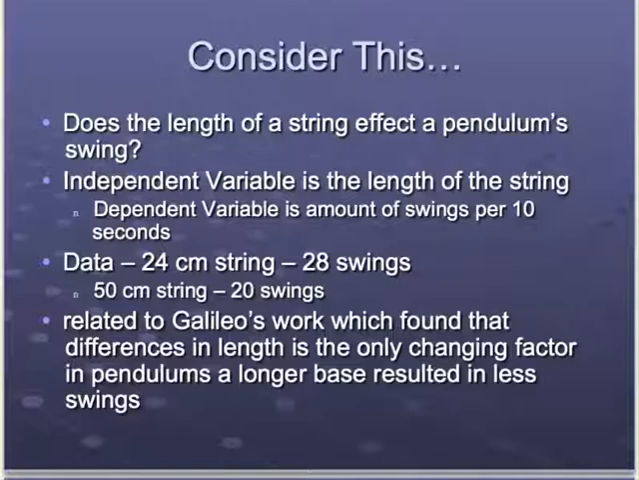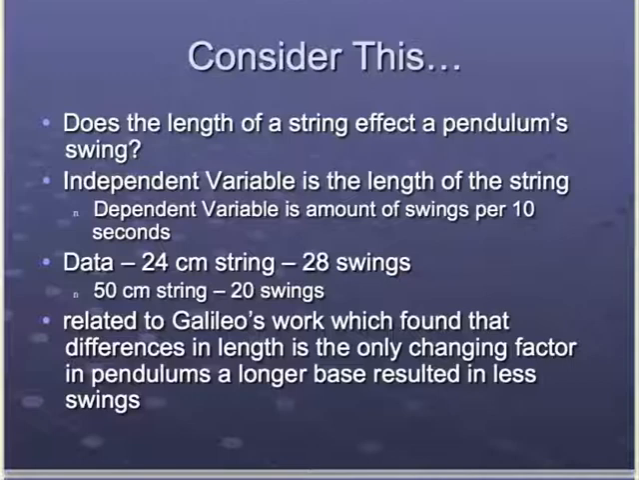We've also done background research, even before we got started, that related back to a famous scientist's work, Galileo, who found that differences in length of the string is the only changing factor in pendulums, because a longer base will result in less swings, which totally relates back to what we found here. Now, knowing all of this and looking back to your own notebook pages, the research that you have done and the data you've collected, how can we go about writing a claim?